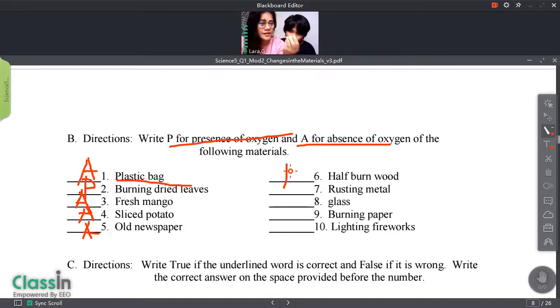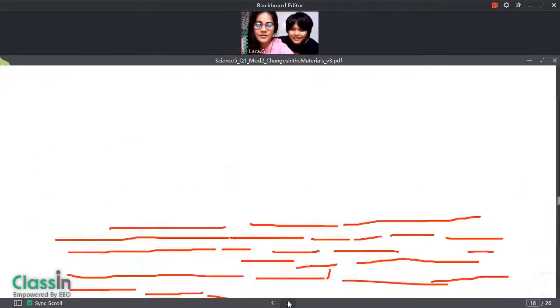Half-burned wood, absence, because you burned it. Rusting metal is P. Glass, P, presence of oxygen. Burning paper, A. Lighting fireworks, P. So it's P. So let us see if your answer is right.